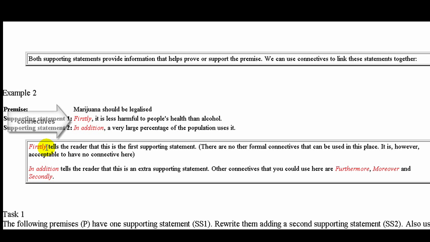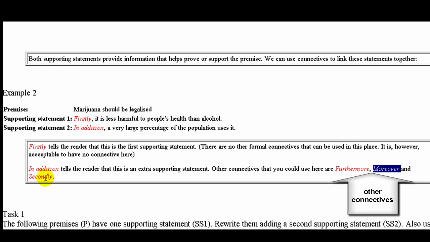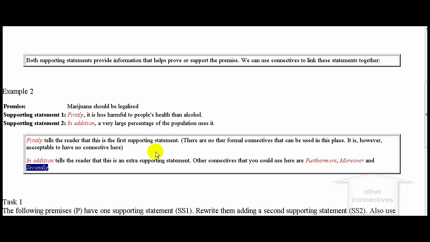As you can see here, firstly tells the reader this is the first supporting statement, and in addition tells the reader that this is an extra supporting statement. Other connectives that you could use instead of in addition are furthermore. You could also use moreover, and secondly is another of these connectives that you can use. But it seems that generally there's no other formal connective for first. Okay, there are other connectives, but they're not formal. And we really need to keep our writing formal because this is academic writing.